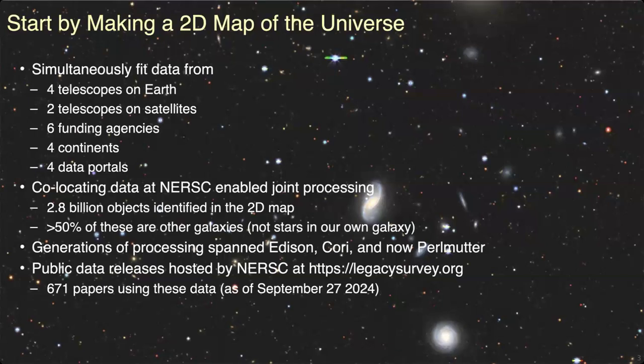And then because all of this in some sense was just precursor work for DESI, we're like, well, let's just make the data public. And so the data are publicly served at this URL, which is running on Spin, hosting the data from NERSC. And as of last Friday, there were 671 papers published using this. That was just our predecessor project for getting ready for DESI.